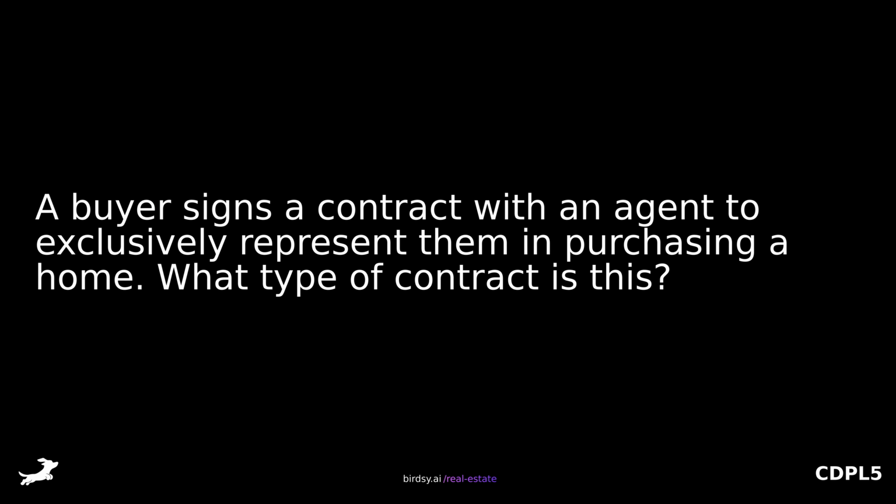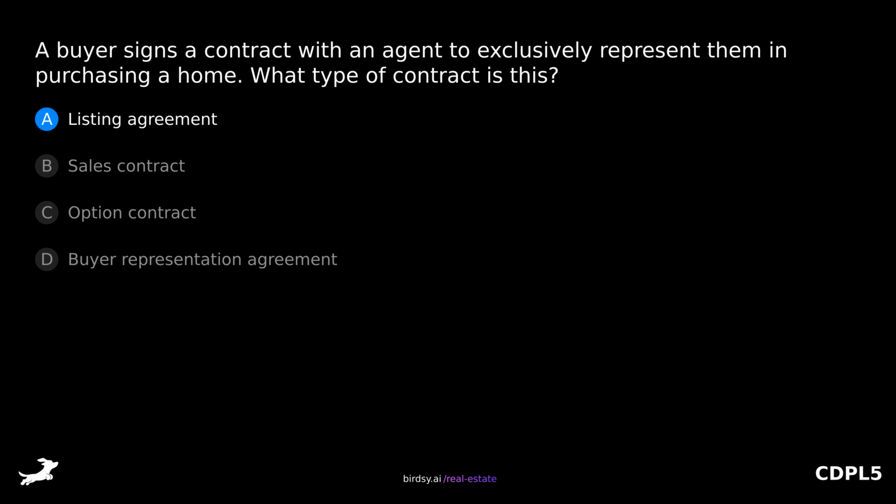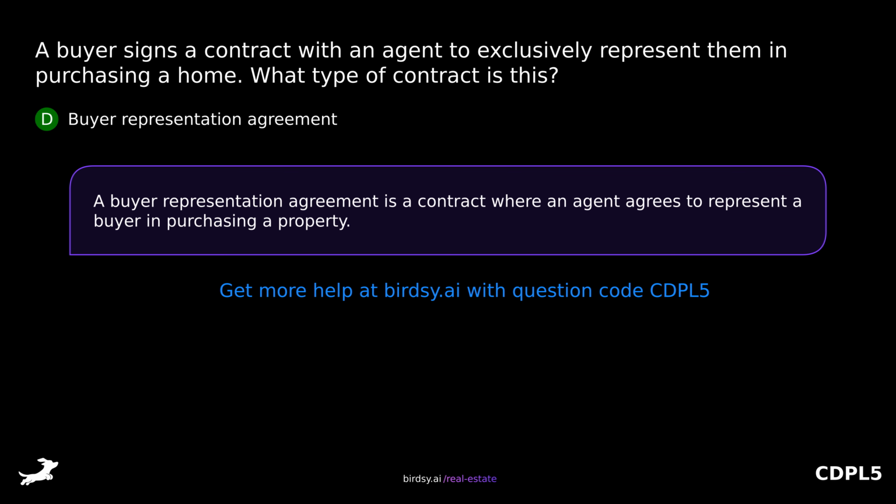A buyer signs a contract with an agent to exclusively represent them in purchasing a home. What type of contract is this? Is it A, listing agreement? B, sales contract? C, option contract? Or D, buyer representation agreement? The answer is D, buyer representation agreement. A buyer representation agreement is a contract where an agent agrees to represent a buyer in purchasing a property.